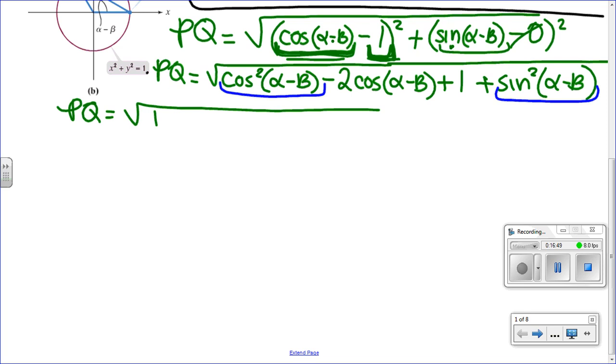Wait, why would it be cotangent? Wouldn't it be secant? I don't remember. It's cotangent because it came here from this quotient identity.